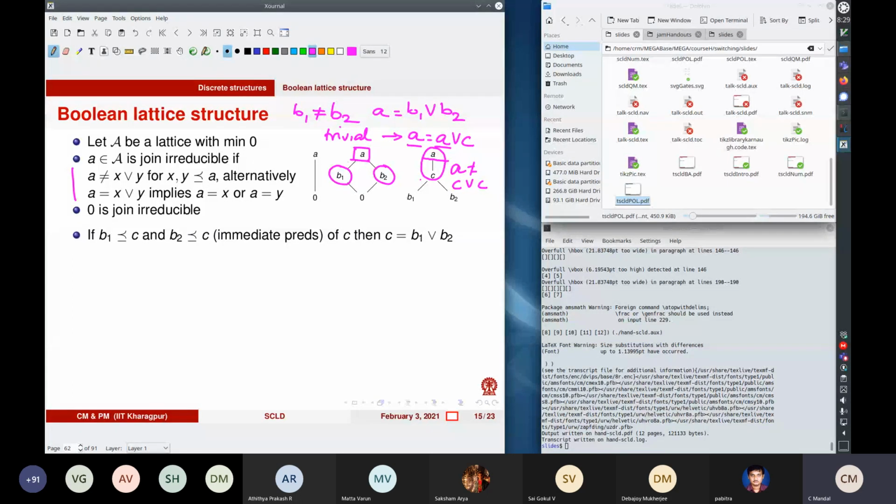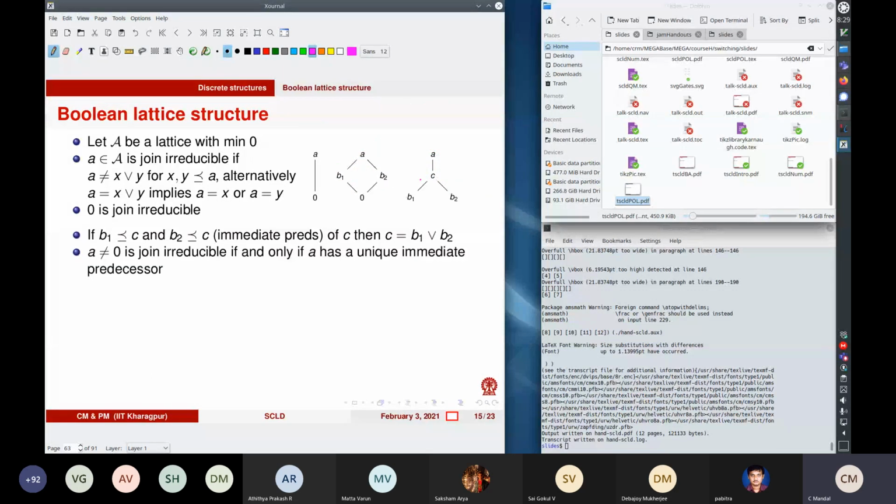All right. So what we have here is, if B1 and B2 are distinct immediate predecessors of C, then you can write C as the join of B1 and B2.